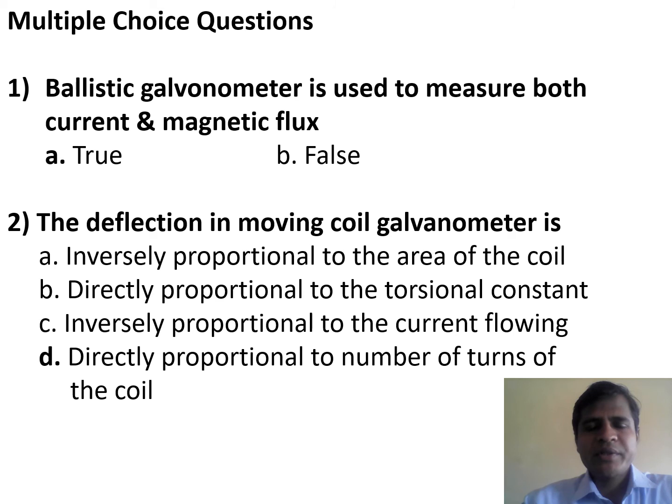At the end of the presentation, I would like to solve some multiple choice questions. The first question is, ballistic galvanometer is used to measure both current and magnetic flux. The options are option A true, option B false. The correct option is A, that is true, because ballistic galvanometer is used to measure both current as well as magnetic flux.